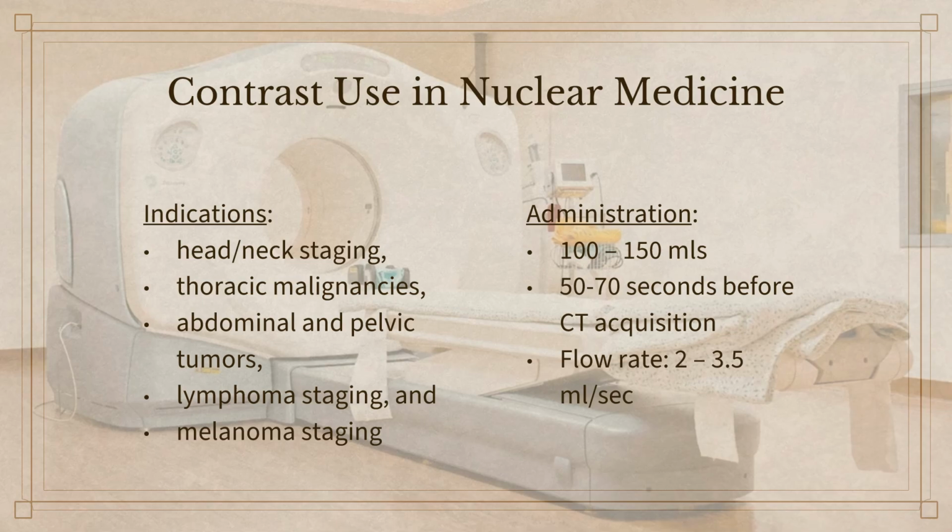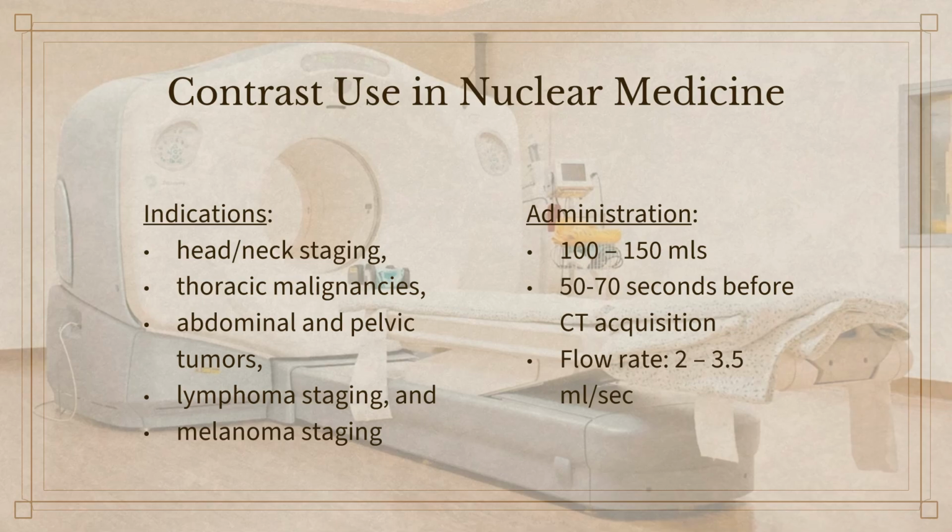The primary indications include head and neck cancer staging, thoracic malignancies, abdominal and pelvic tumors, lymphoma staging, and melanoma metastasis evaluation. IV contrast administration in PET-CT follows specific protocols to optimize diagnostic accuracy while minimizing artifacts. Typically, 100 to 150 mLs is administered with contrast injection beginning 50 to 70 seconds before CT acquisition. Flow rates usually range between 2 to 3.5 mLs per second.